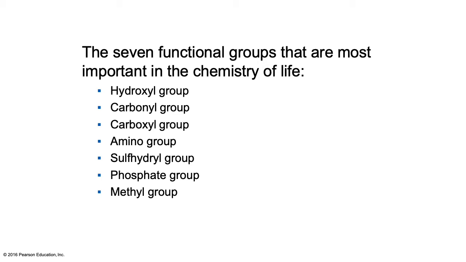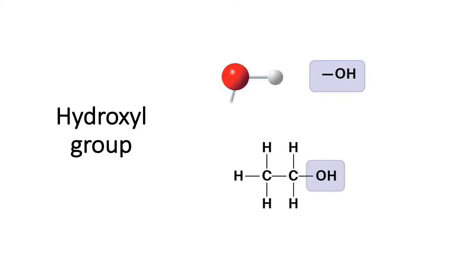We are going to go over 7 functional groups that are important in the chemistry of life. I'm going to show you each of these. So this is a hydroxyl group. So it's when a carbon has an oxygen and a hydrogen attached. And hydroxyl makes sense because it's hydrogen, oxygen. So this, I think, is one of the easier ones to learn, hydroxyl group.